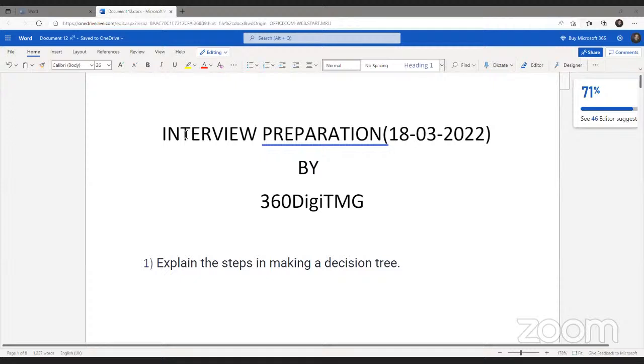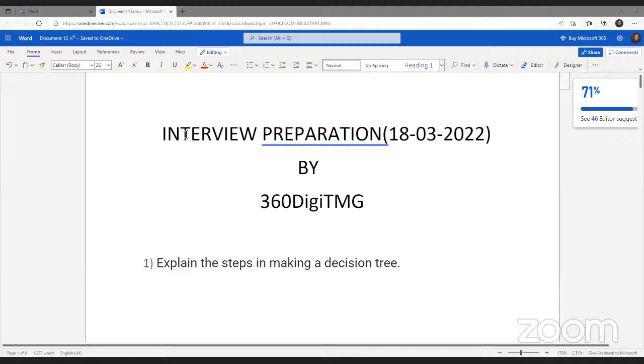In previous sessions we have seen some of the questions regarding Python, and some of them were Q&A type, right? So in today's class, we'll prepare some of the questions which have been going around in data science.